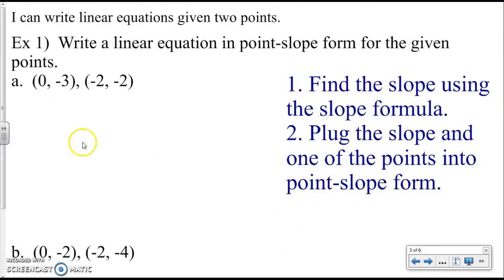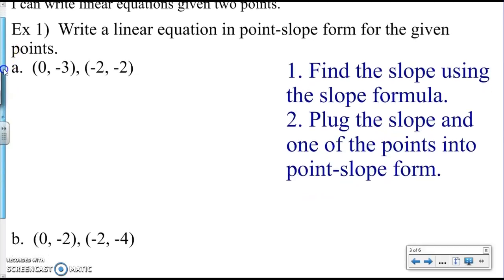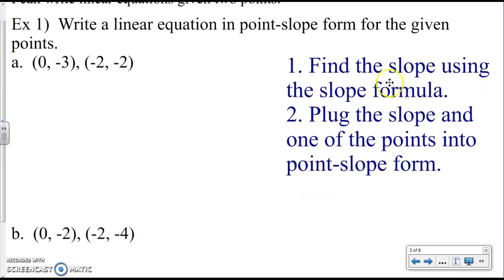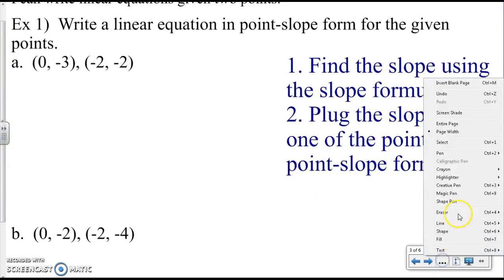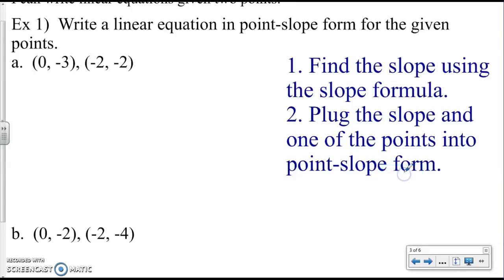And if you look at your first example here, there are steps right next to it. The first step is to find your slope because we don't have that this time. And then the second step is to plug it in. Now notice in my directions, which is really important, it says to write the equation in point-slope form. So we're going to go ahead and do that.